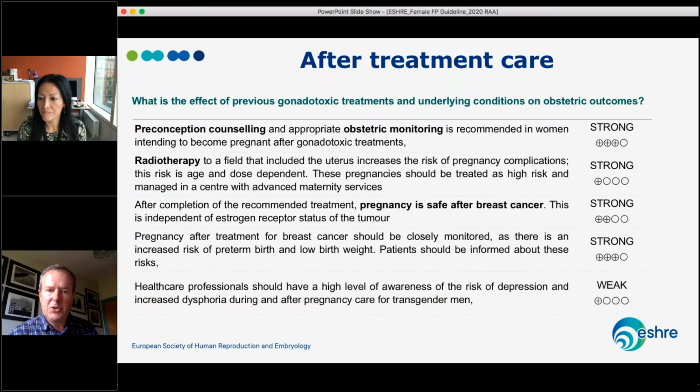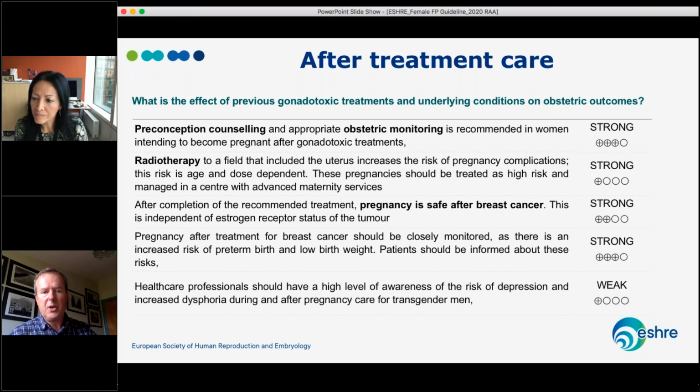So you can see we managed to have several really strong recommendations regarding obstetric outcomes. This is a very important area where there is now substantial evidence. We recommended the need for counselling and for obstetric monitoring, and highlighted the serious risks involved where there's been radiotherapy involving the uterus. Importantly, we provide a strong recommendation that the literature now clearly supports that pregnancy is safe after breast cancer, independent of estrogen receptor status. That is something that patients need to be aware of and be supported in their decisions on.